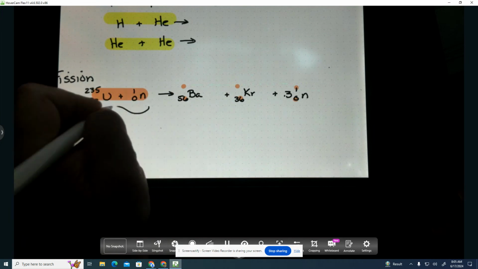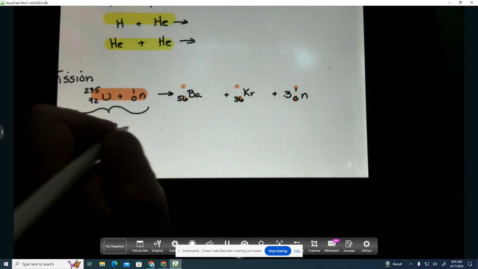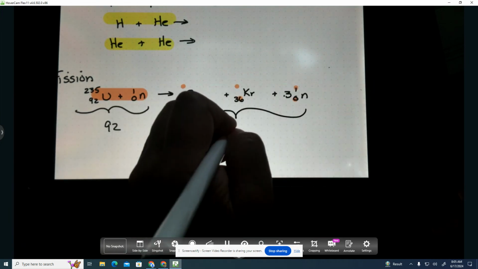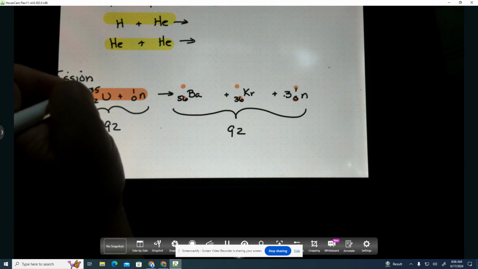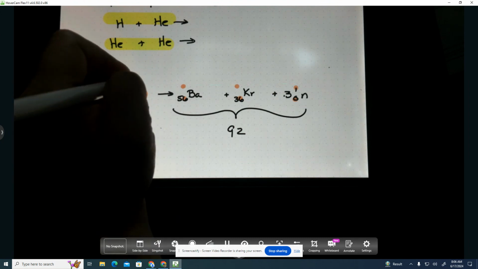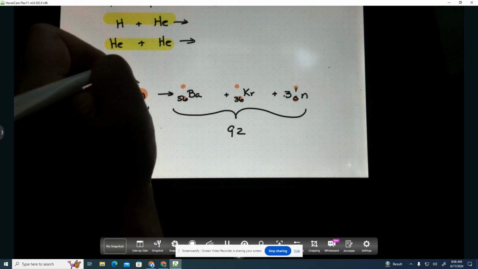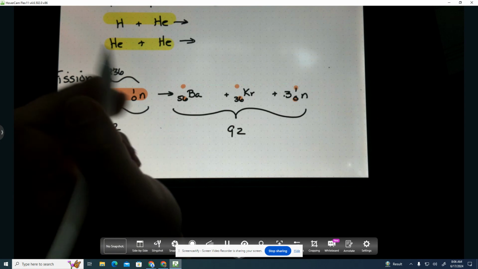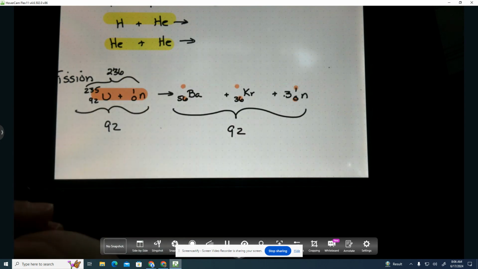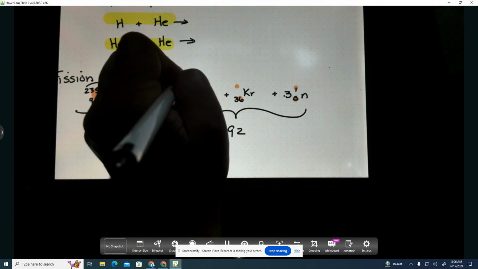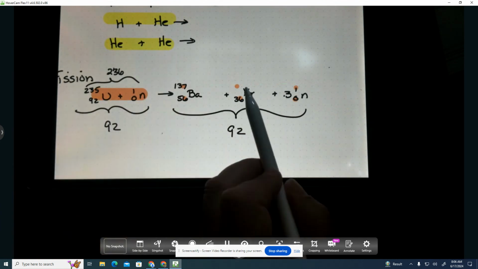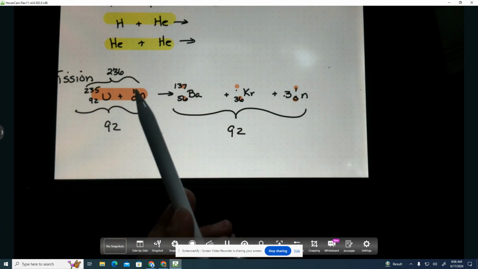So any numbers that you have on the bottom here have to add up. Then you do the top, 235 and 1. That adds up to 236. And whatever these two numbers are have to add to 236. I have no idea what they're going to be. Let's make this 137, and then you can figure out what the krypton's going to be.